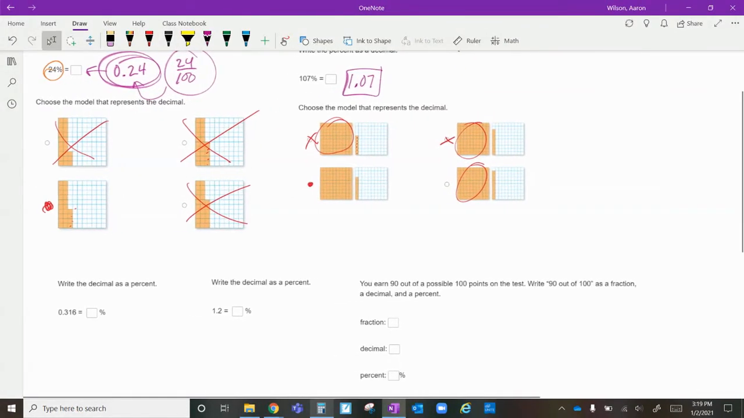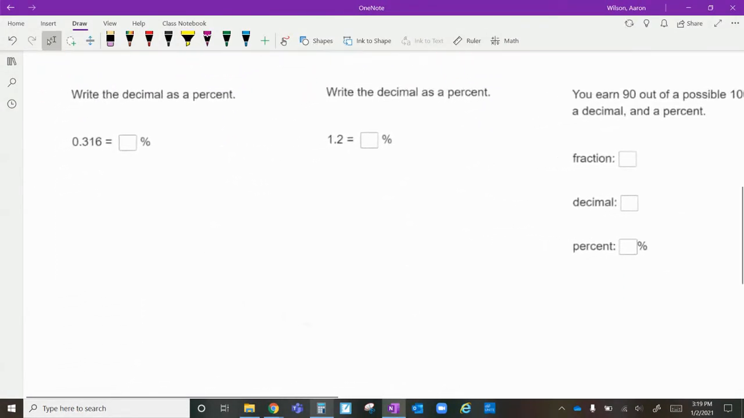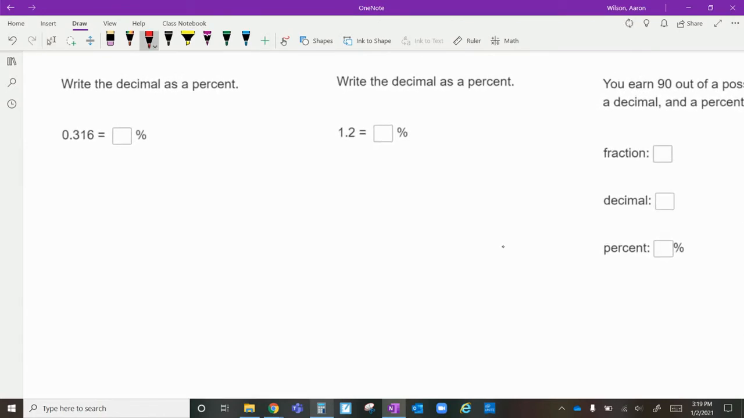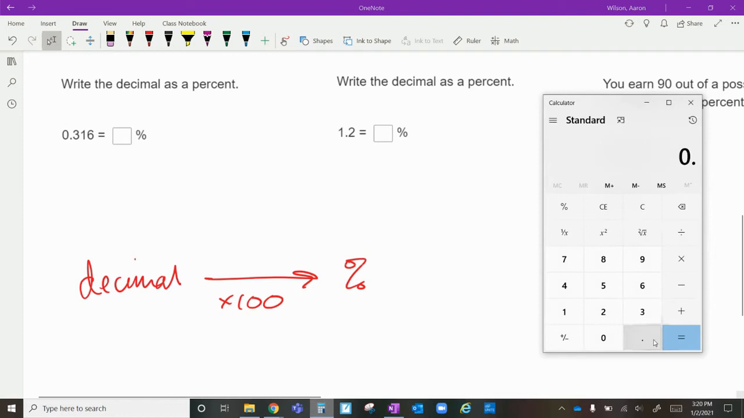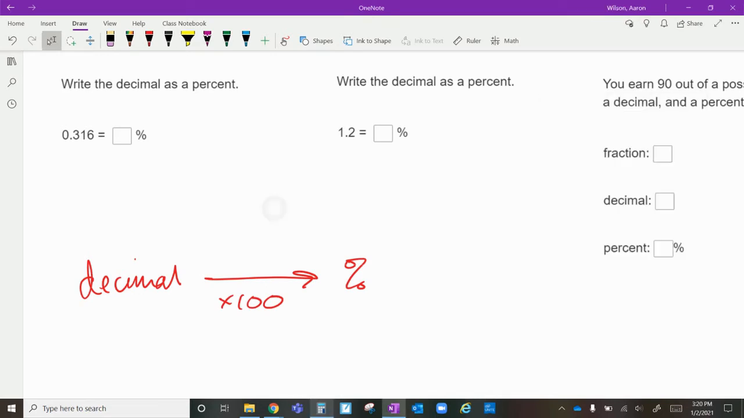Now on into kind of the opposite, starting with the decimal this time. So this time we're starting with the decimal, and we're going to convert it into a percentage. Well, it's just the opposite. So instead of dividing by 100, we are going to multiply by 100. So you're going to take your decimal, and in this case, the decimal is 0.316, and you're going to multiply that by 100, which is 31 and 6/10. So 31 and 6/10 is the percentage that goes in there.